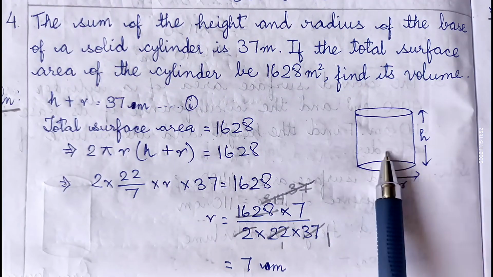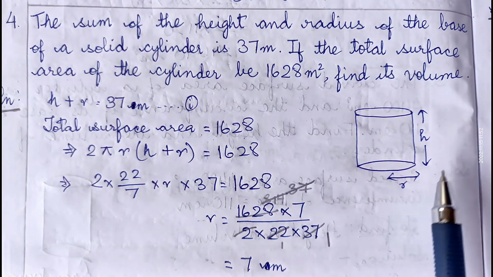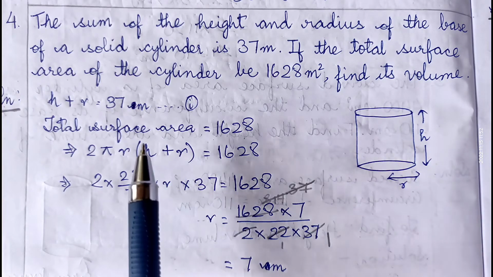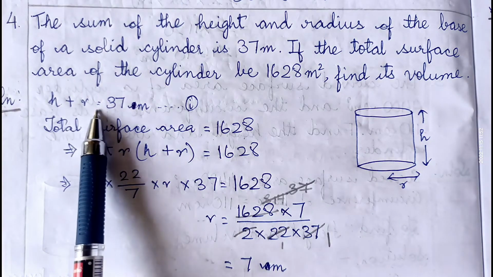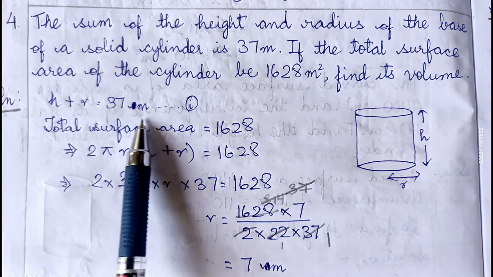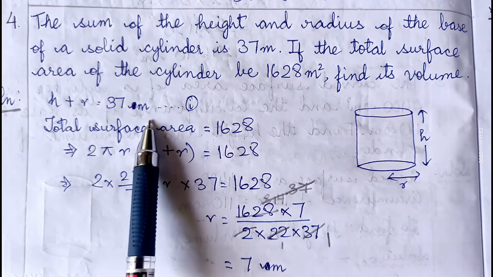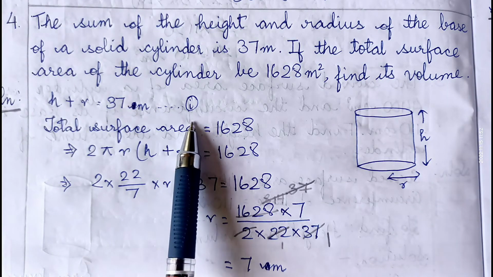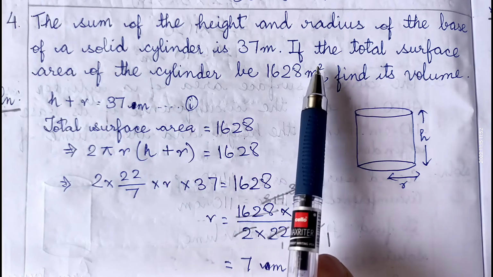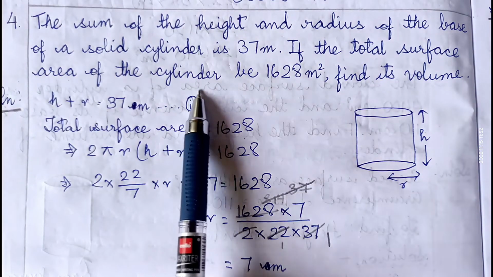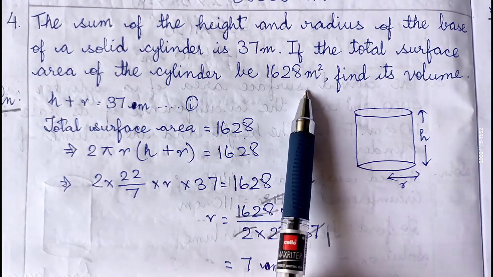Suppose this is the cylinder in which radius is r meter and height is h meter. As given in the question, the sum of the radius and height is 37 meter. So h plus r equal to 37 meter. Let it be equation number 1. Now again it is given, the total surface area of the cylinder is 1628 meter square.